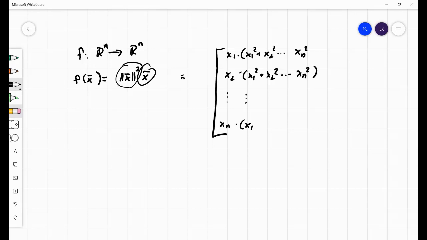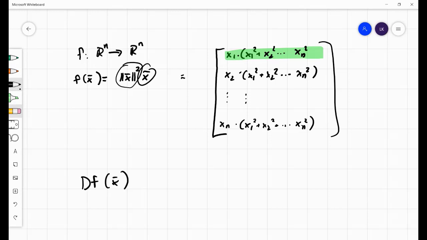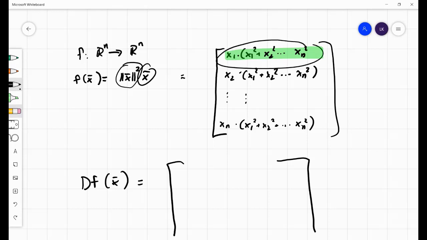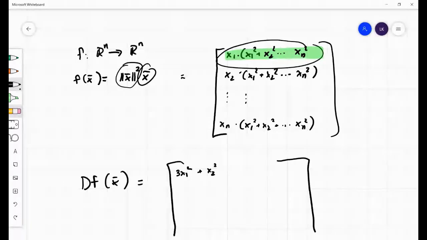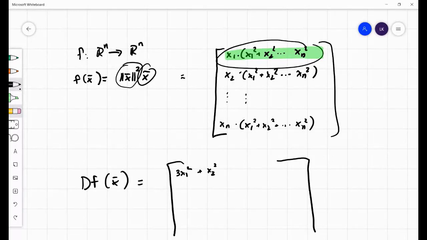So this is multiplication. And so you could get your n by n matrix by finding a pattern, right? You would differentiate the first component with respect to x1. This would be an n by n matrix, and you would get 3x1 squared plus x2 squared, sorry, yeah, plus.